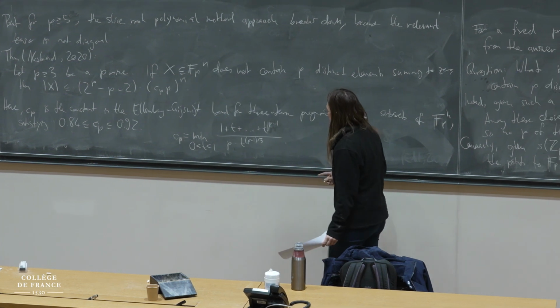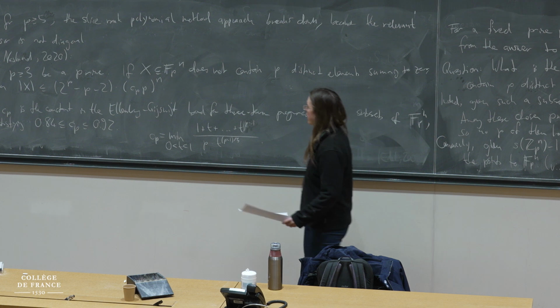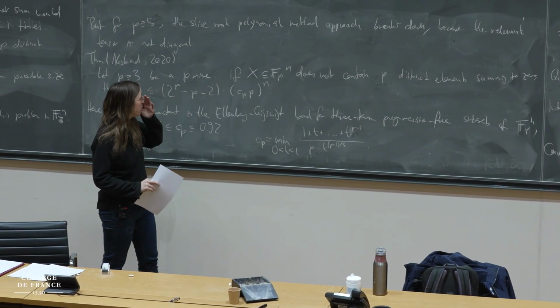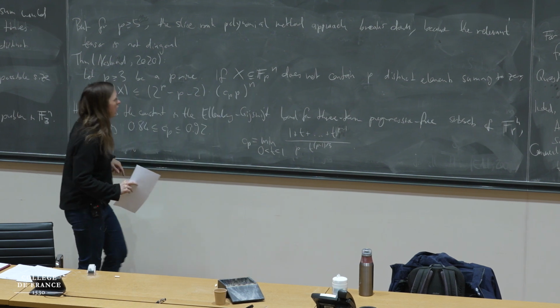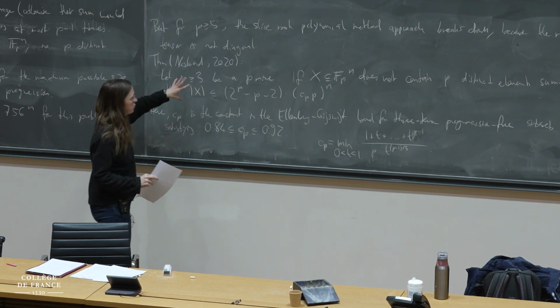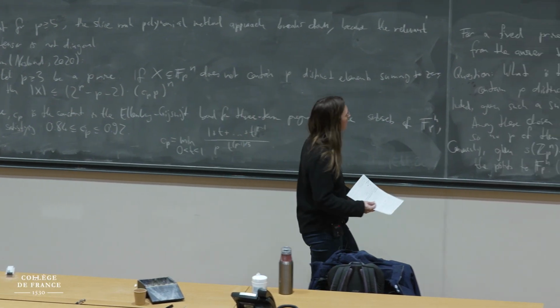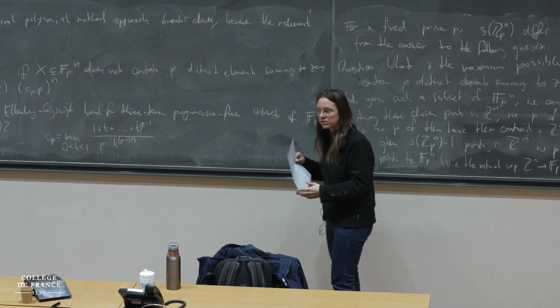And so one can check that this is strictly less than 1. And so Ellenberg and Gijswijt proved that any subset of F_p to the n without a 3-term arithmetic progression has size at most C_p times p to the n. That was for the problem of 3-term progression-free subsets, which, as we just discussed, is a different problem than this problem, except if p equals 3, then they coincide.